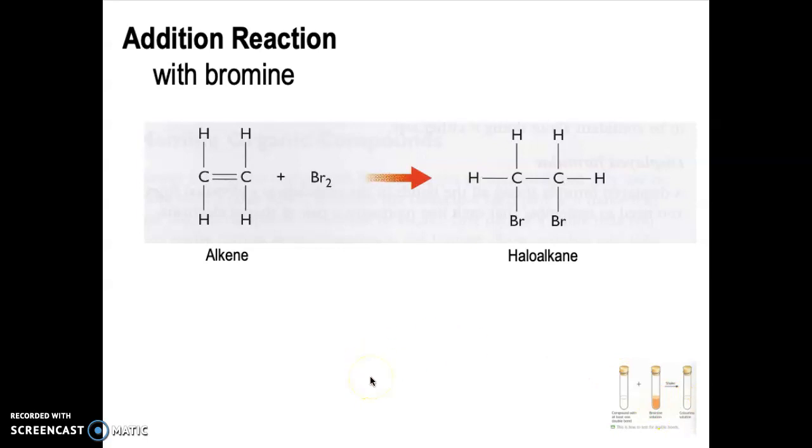And that reaction is rapid and does not require any catalysts, does not require UV light. It will happen in the dark, that colourless change. So yes, definitely know that. It's how we can test for the presence of a double bond.